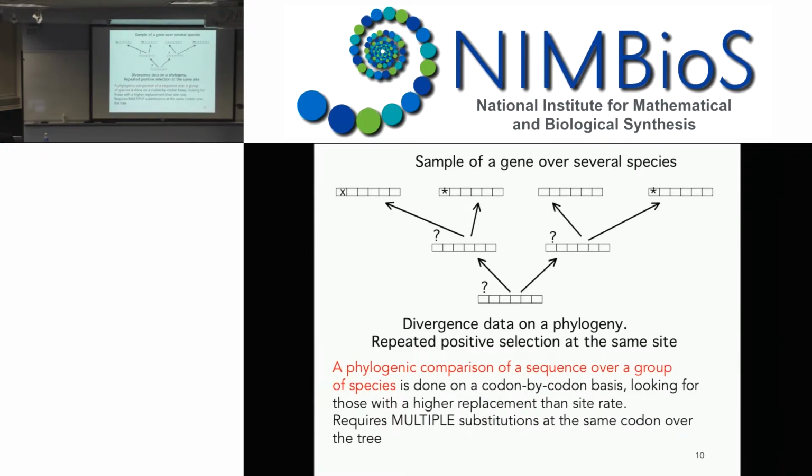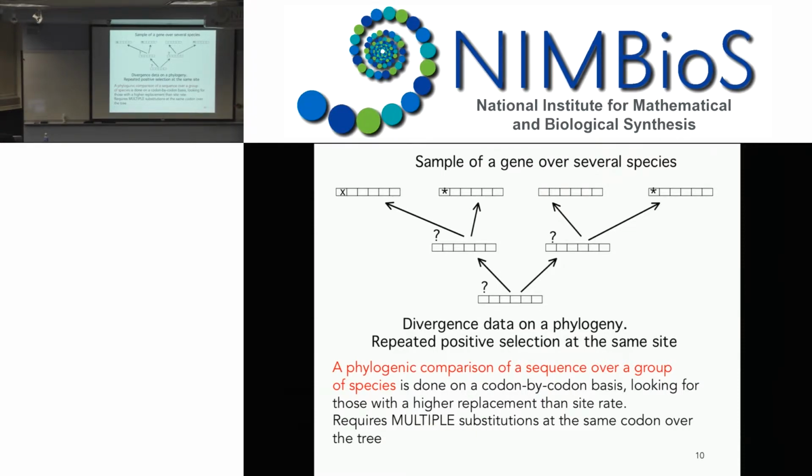Here is that divergence data over a phylogeny. So now these are codons. What you see here, I have 3 substitutions occurring. Because I know the phylogeny, I know these are separate independent events. I know these are different events. The phylogeny is really critical to count up the number of events that have occurred.